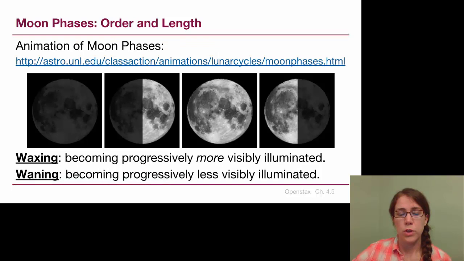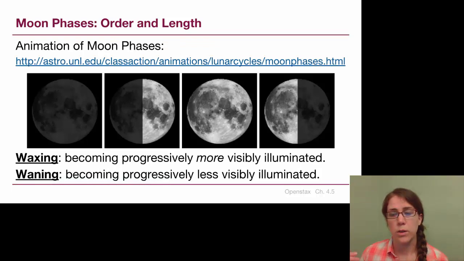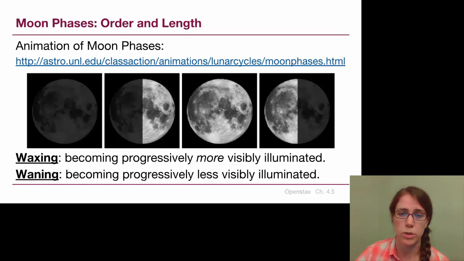Okay, so the moon phases animation I've got here, I'm not going to open it in this video, but it is something that you should look through and look over if you have the ability to open it. It doesn't open on all browsers. But it helps us understand the order and all of those different alignments between the moon and the Earth and the sun, and what we're seeing compared to where it is in its circular orbit, mostly circular orbit.